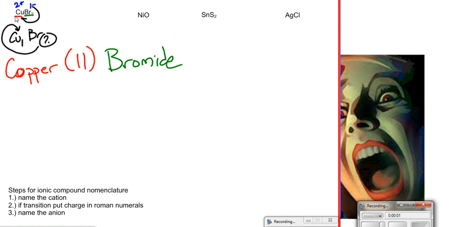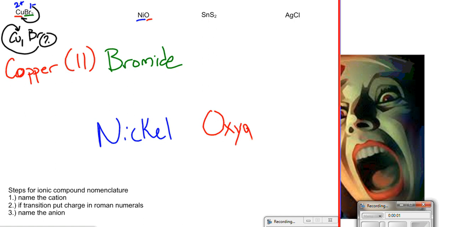Next I have nickel and oxygen. So nonmetals. I know that this is an ionic compound, so I follow my 3 steps. Name the cation. Nickel. Done. Is it a transition metal? You bet your nickel butt it is. So we've got to figure out what charge that nickel had. Oxygen, group 16, always a -2.